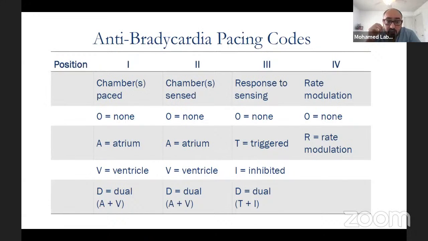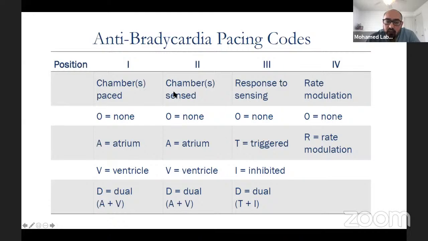Anti-bradycardia pacing codes. This is a very, very important concept for junior cardiologists. So when we say this device is VVI, or a device in a mode of VOO, or DDD, or DDDR, what does that mean? Each letter means something. The first letter means the chamber that you're pacing. For example, if the first letter is A, that means you're pacing in the A.